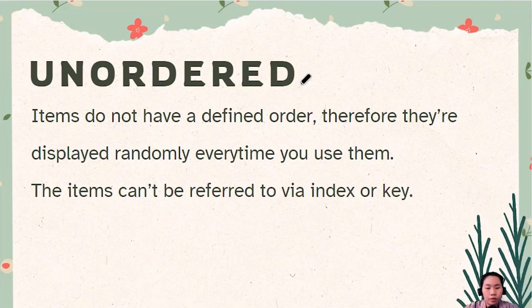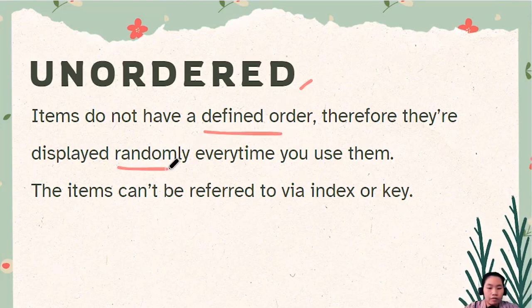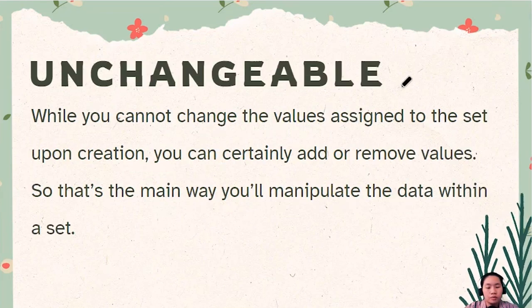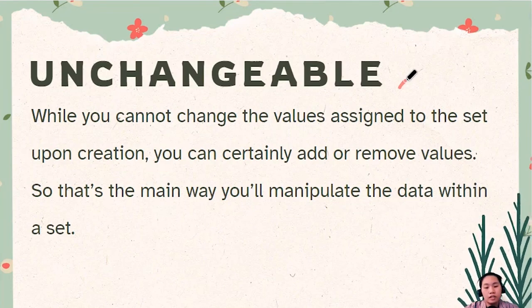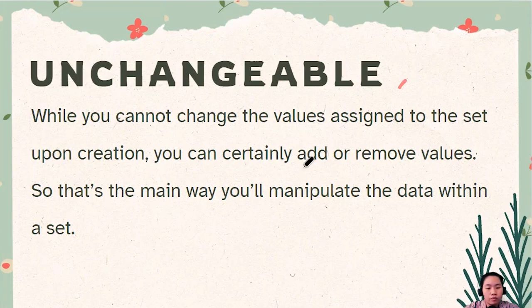First off, with unordered, items do not have a defined order. They're displayed randomly every time you use them, and they cannot be referred to via index or key, okay? Next up, with unchangeable, as I've mentioned before, you cannot change the values that were initially assigned, but you can add or remove values. So that will be the main way that you manipulate data in a set.